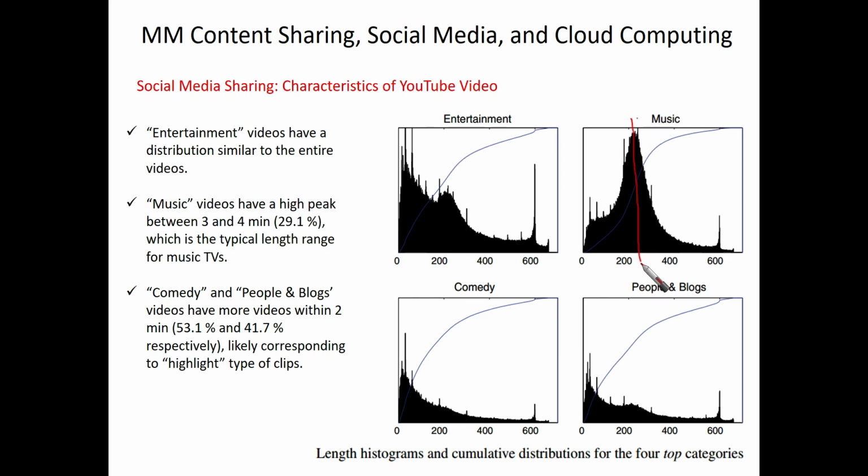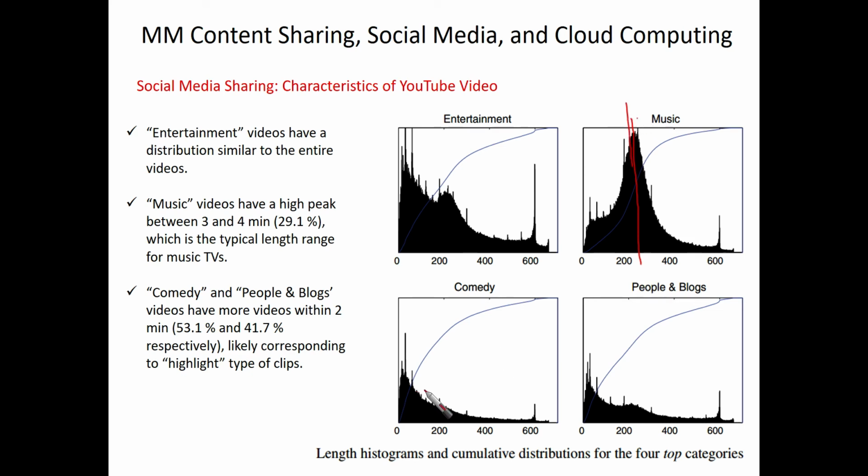So the high peak is basically around 3 to 4 minutes, and this is exactly like the music length. So this makes sense, right? If you look at music, it's basically 3 to 4 minutes. Usually a music sustained or the length of the music. So that's why the typical average length is music.